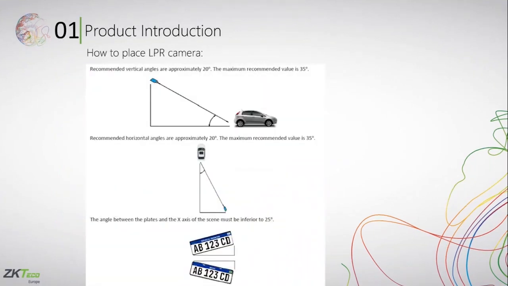Related to the plates, you need to install the camera. So this is important for sure. At the end, you are reading an external item. This is a car, so you need to install the camera well. This is a recommendation we will provide you. Install the camera at around 20 degrees, maximum 25, and this applies not only to the height but also to the side.